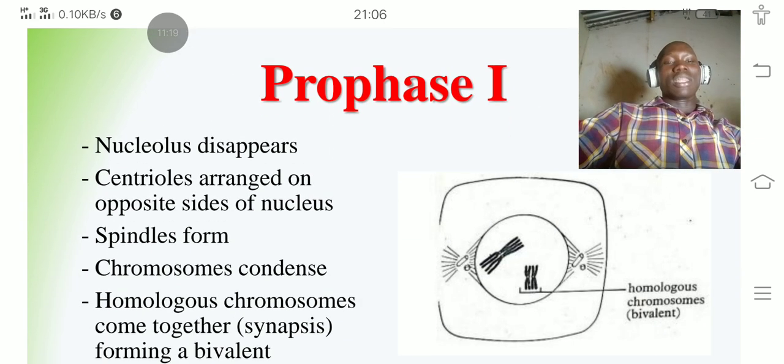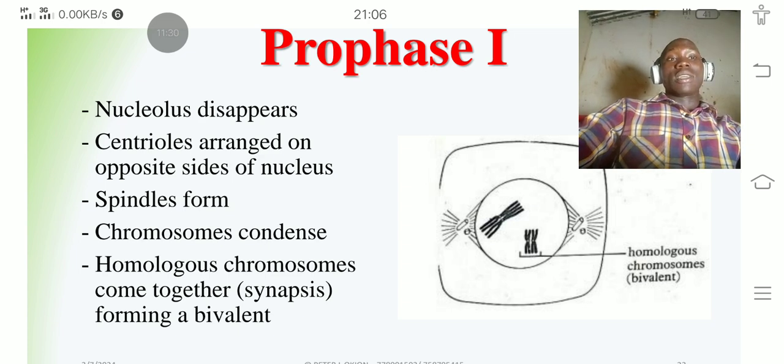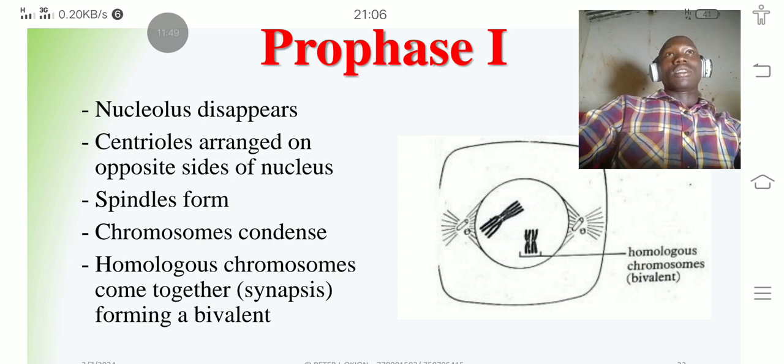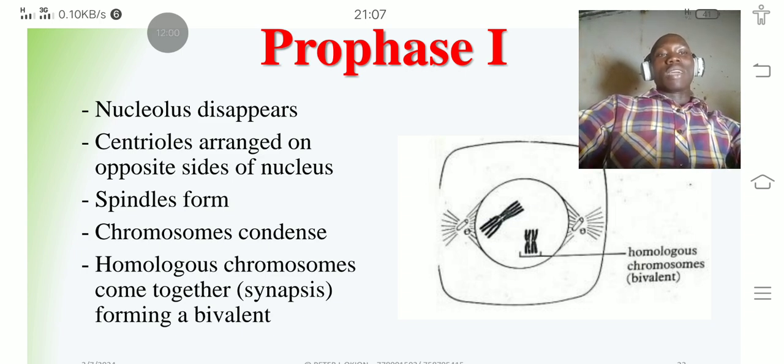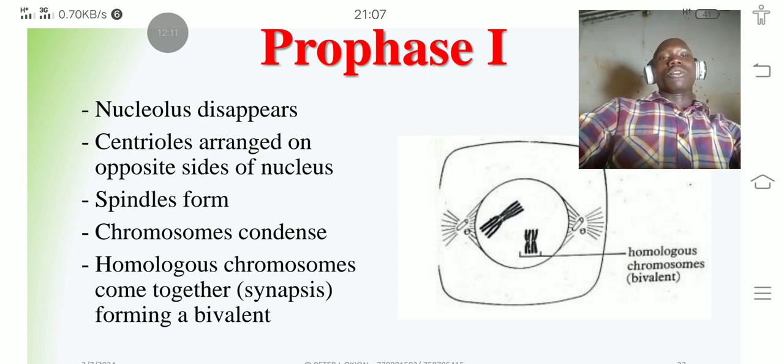In prophase 1, crossing over occurs. Crossing over of chromatids occurs: one chromosome and the other come together and exchange contents. The point where they meet is called the chiasma, or chiasmata. At the chiasmata, that is the crossing over point where exchange of materials occurs between one chromosome and the other.